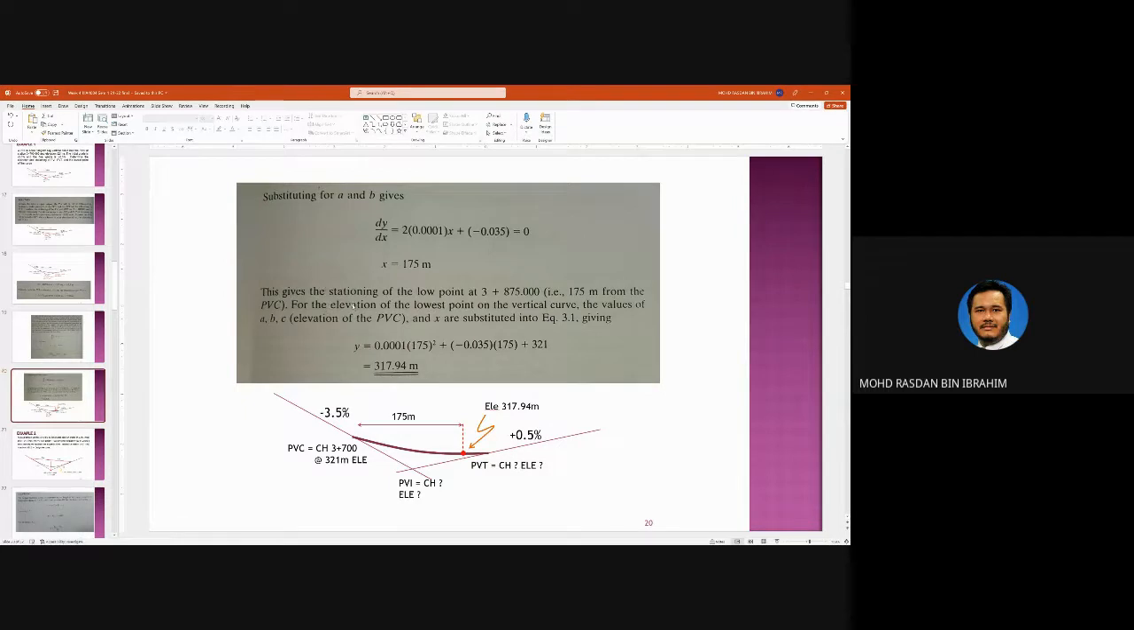For the elevation of the lowest point, the values A, B, C are substituted into the parabolic equation. You already know the x is 175 meters, the x of the lowest point. So now you put the value of x into the equation, you get the elevation of the lowest point. So it occurs at the elevation of 317.94.